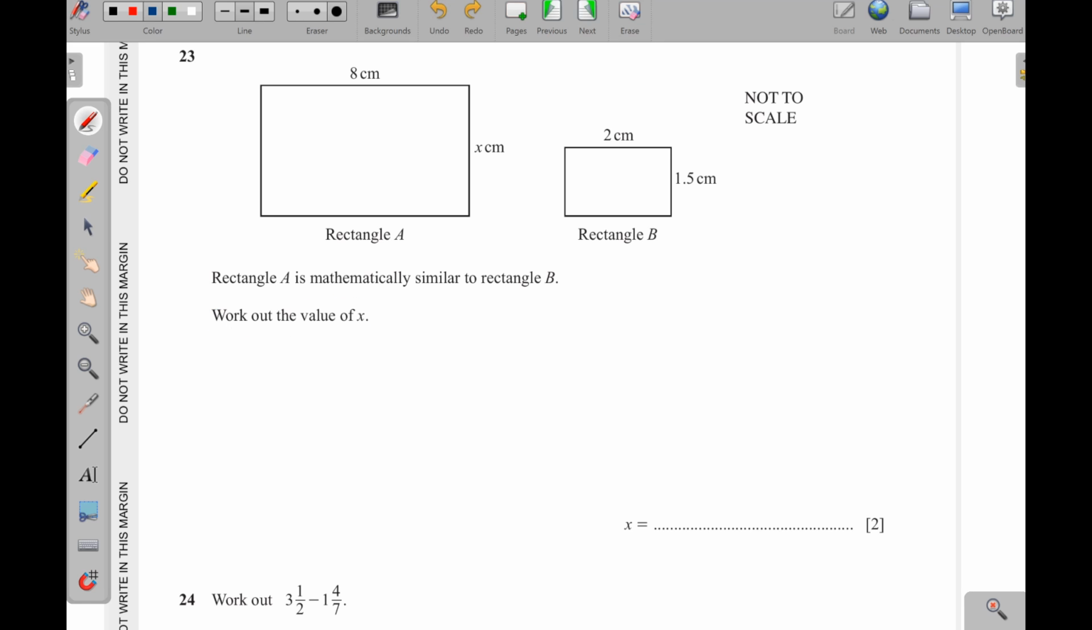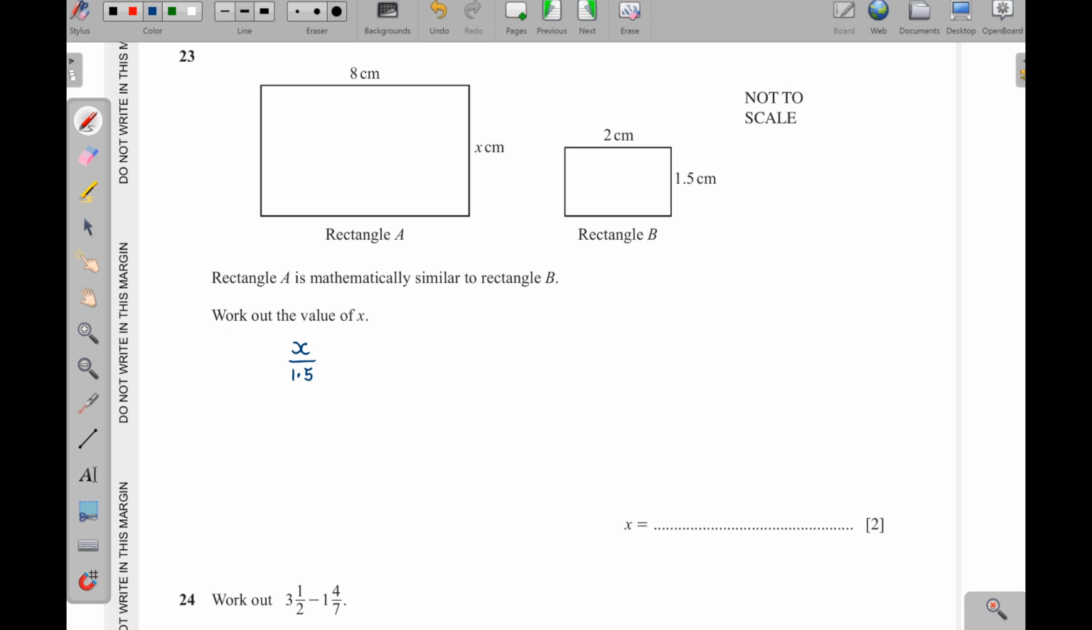Now, if shapes are similar, that means the corresponding sides are in the same ratio, but the corresponding angles are equal. Let's say this one here is equal to that. Of course, this one is 90. So this and that one here. So what do we have now here? I will have x here. The corresponding side to the x is this 1.5. So x, then I divide by 1.5.